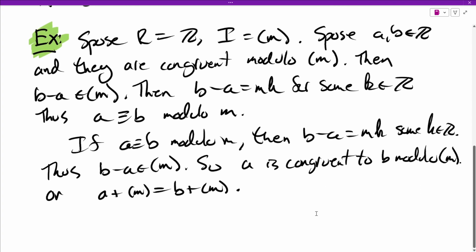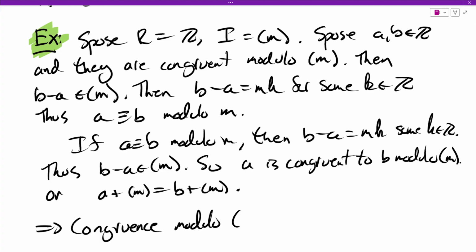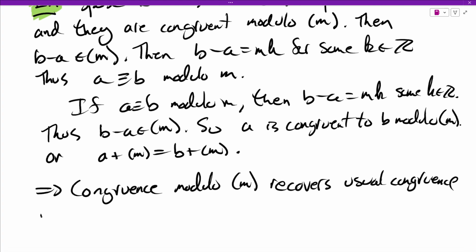So what this example is saying is that this notion of congruence modulo an ideal recovers the usual congruence mod M. This tells us that congruence modulo the principal ideal generated by M recovers the usual congruence mod M. But now we have a version that works in any ring with any ideal. And we're going to explore this throughout this section.